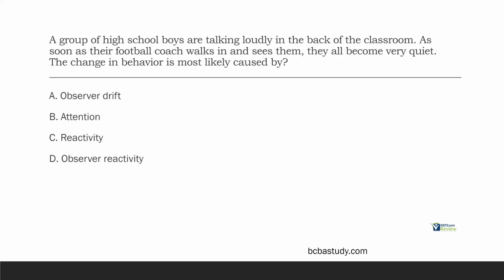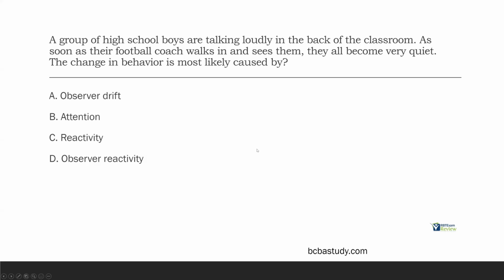Reactivity, behavior changes when somebody is in the presence of an observer, essentially, right? In this case, the observer is the coach. The boys are talking. Coach walks in, starts observing, behavior changes. This is why when you're providing supervision as a BCBA, things might look a lot different during session compared to a session without you there. You being there just evokes a lot of reactivity, right?